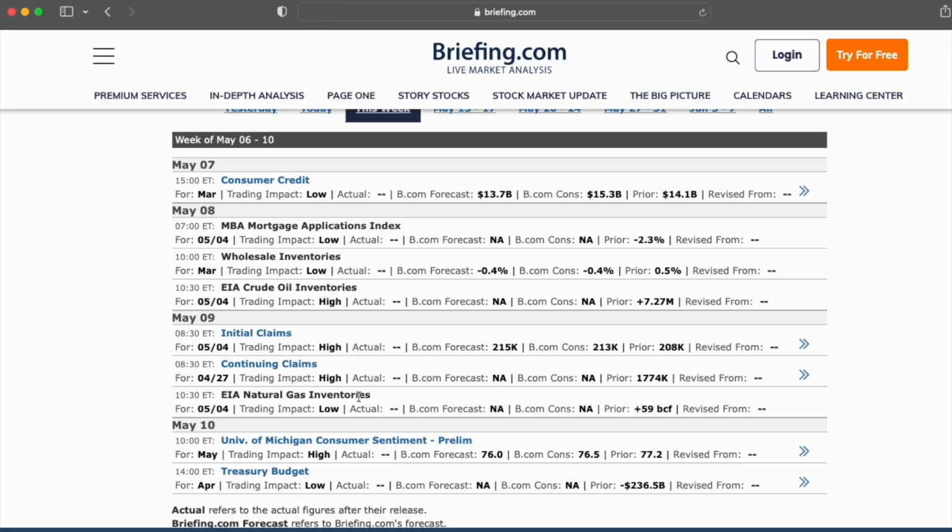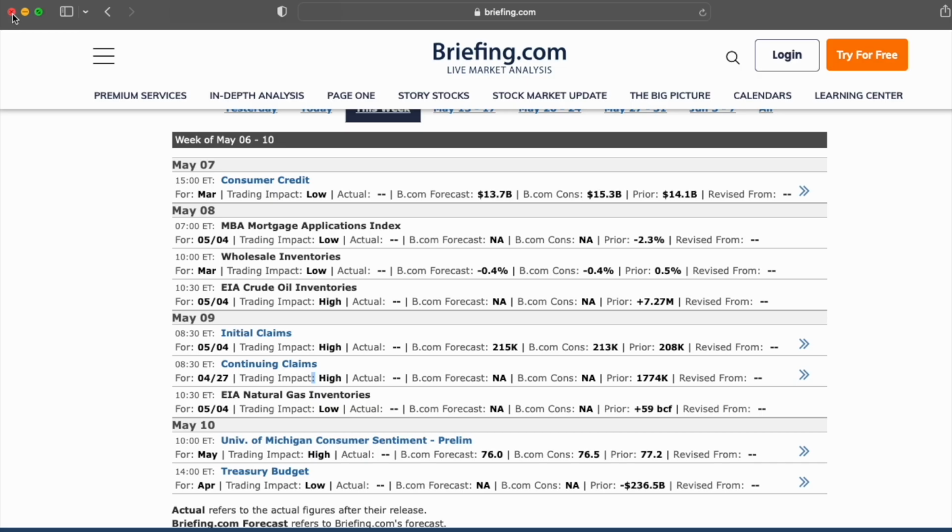It shows you what kind of impact it has on the trading day. You can see here, high. This means this news is very important. If it says low, then that news isn't that important. But anything that's potentially going to move the market is going to say high trading impact.